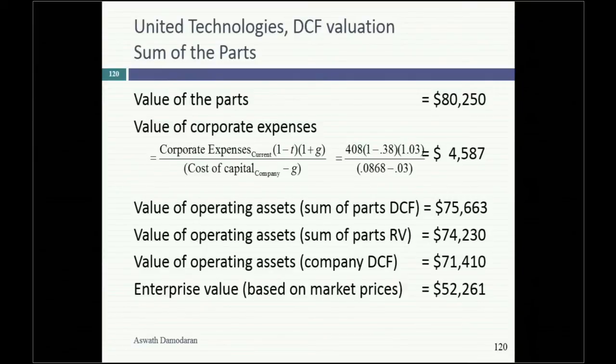And the other thing is, why is the sum of the parts DCF number not equal to the company? Because when you do company DCFs, you are kind of aggregating these businesses. And I'll tell you one place where it's going to show up.